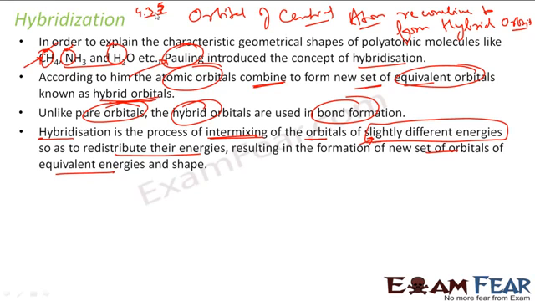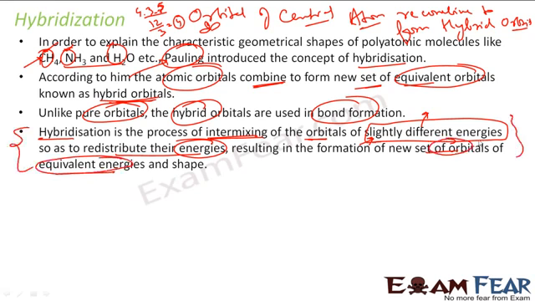For example, if I have orbitals of energies 4, 3 and 5, right? So they'll merge. 4 plus 3 is 7 plus 5, 12. 12 by 3 is 4. So they'll form 3 orbitals with energy 4. That means if they are orbitals of slightly different energy, they'll recombine, they'll intermix, and they'll redistribute their energy, and they'll form a new set of orbitals of equivalent energies.